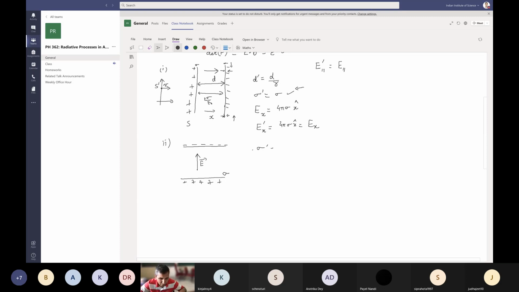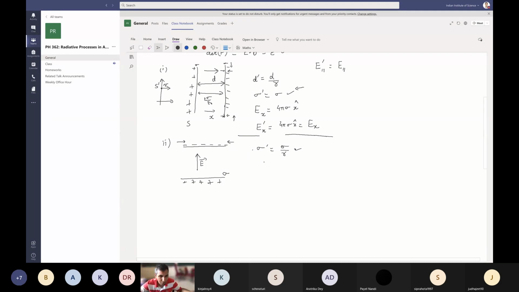What about sigma prime now? In this case, what will be the value of sigma prime, the charge density? Sigma by gamma. Why is that? Because the contraction happens in this direction. So one of the lengths of the capacitor plate will reduce. If the length reduces, the area reduces, and if the charge is the same and the area is less, the charge density becomes this. So this is just a consequence of length contraction.